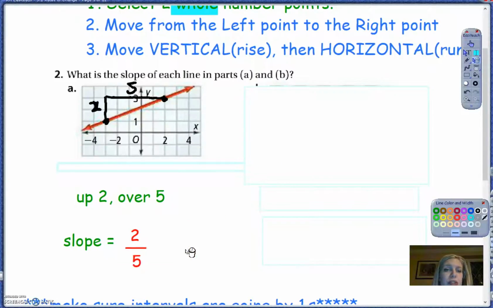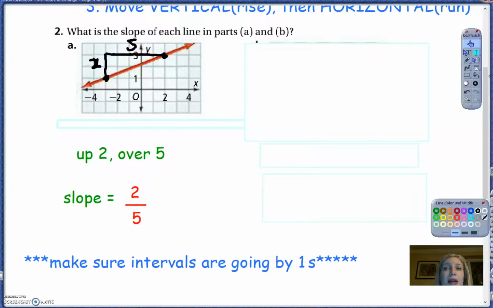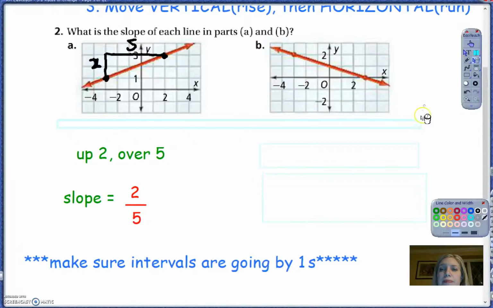You write your slope is 2 over 5, your rise over your run. Make sure that your intervals are going by 1, that on your graph you see that it's going by 1s. All right, so let's look at another one.